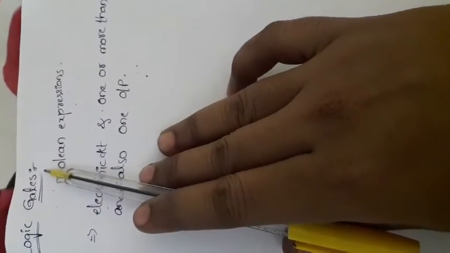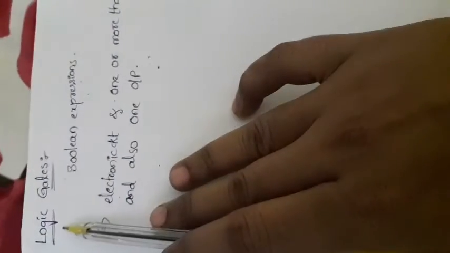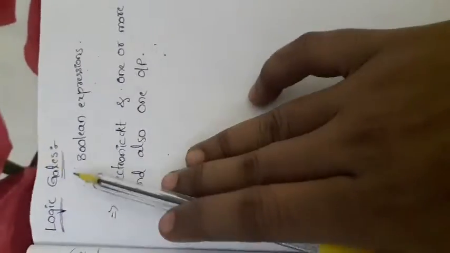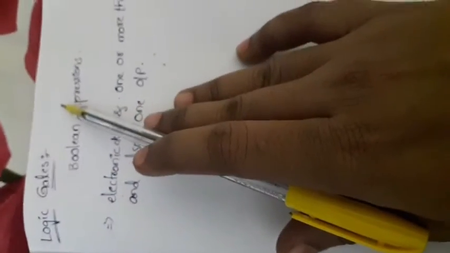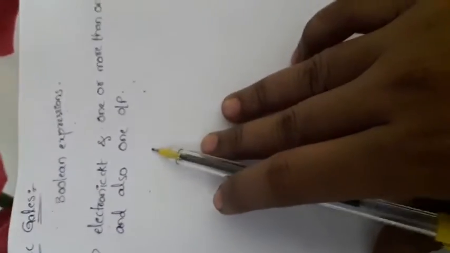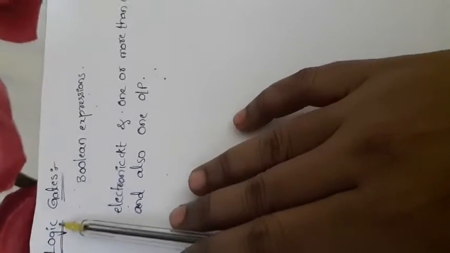If you want to design any digital circuit, you compulsorily need logic gates. Without logic gates we cannot design any digital logic circuits. Now we'll see what is meant by logic gates, how many classifications there are in logic gates, what is the use of logic gates, and all these things we need to discuss. So the first one is, what is meant by logic gate.